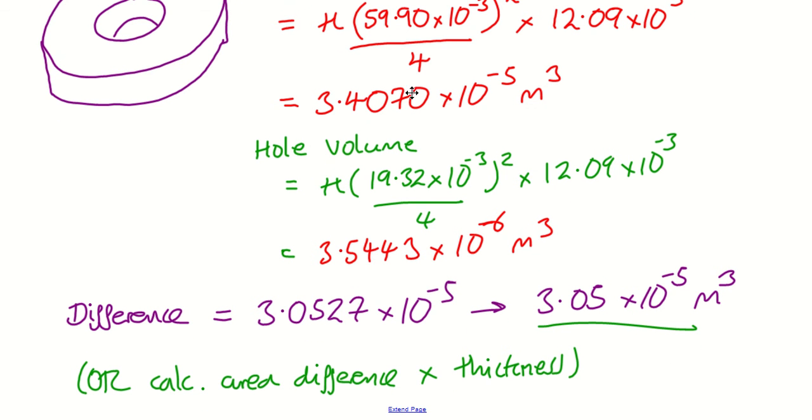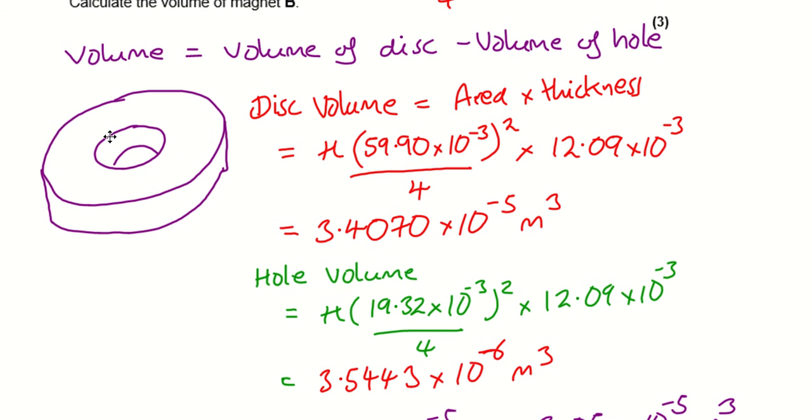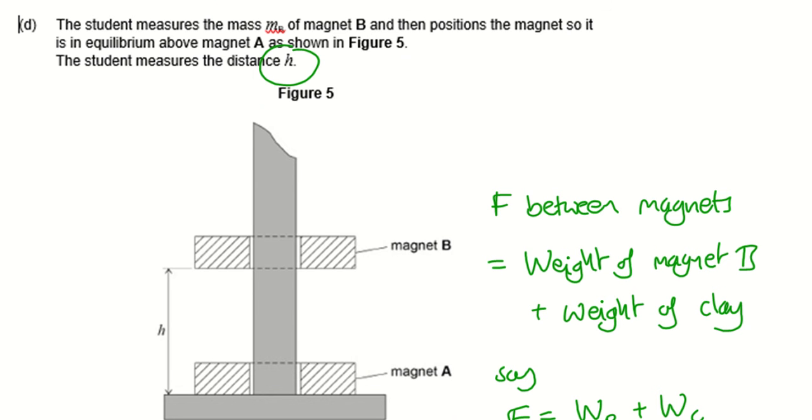Right there, I just worked out that volume and that volume and subtracted this smaller volume from it. The other way you could have done it is you could have worked out the area of that, the area of the small hole, worked out the difference in area and multiplied by the thickness. It would give you the same result. Right, then this is the weirdest question of all.